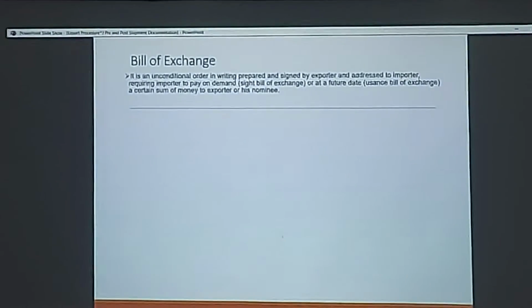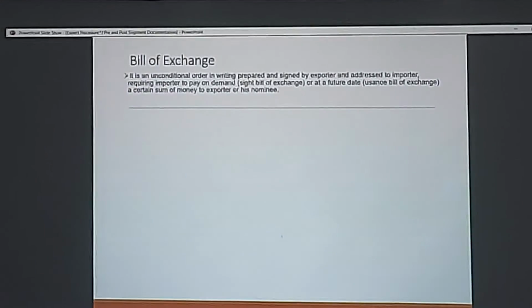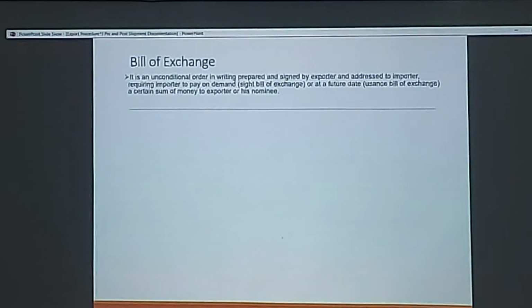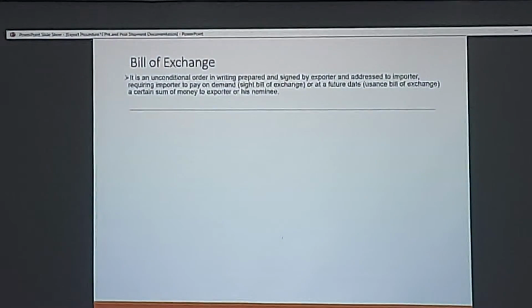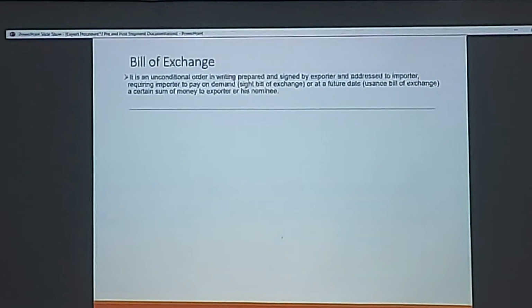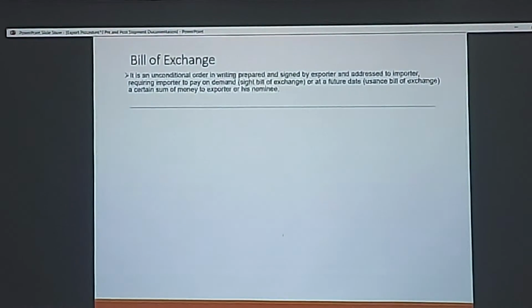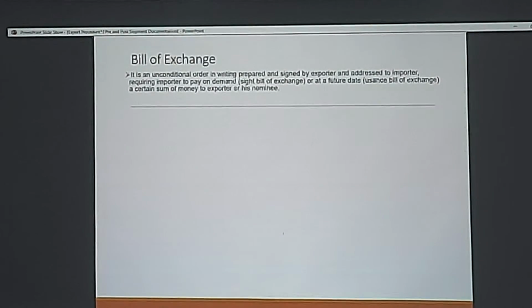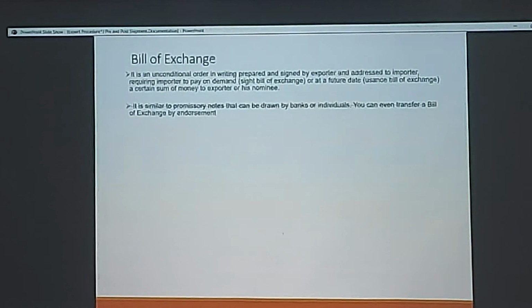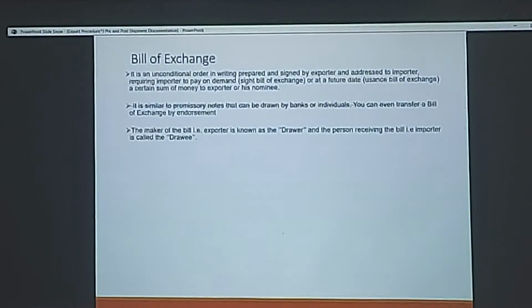So what is a bill of exchange? It's an unconditional order in writing, prepared and signed by the exporter and addressed to the importer, requiring the importer to pay on demand. So if there is no credit, on demand he pays immediately. But if it's a credit, then it's called a usance bill of exchange. If there is a credit involved, we call it a usance bill of exchange, and on that particular day, he will make the payment. Okay. So it's like a promissory note. So I explained to you about drawer and drawee.